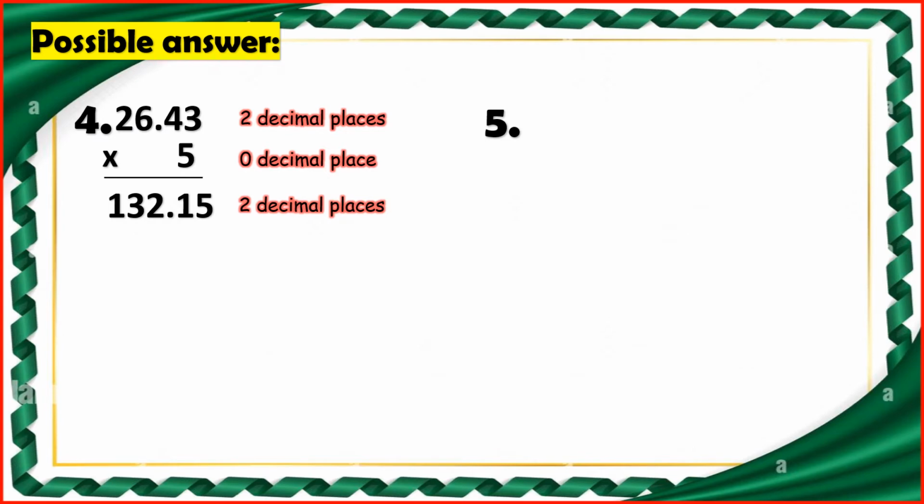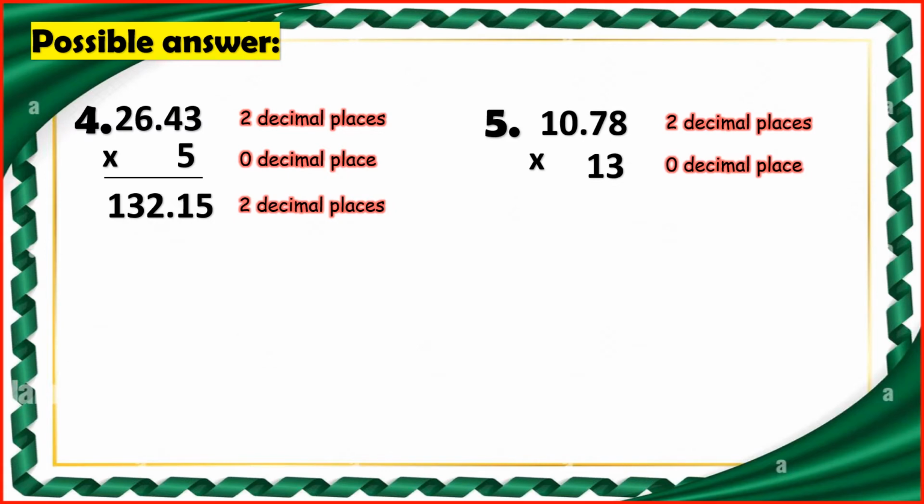Okay, and then for number 5, the given is 10.78, so that is 2 decimal places, multiplied by 13. It has 0 decimal places. And then let us multiply first 1078 by 3. So the answer now is 3,234. And let's move on to the 1 in the multiplier. So 1078 times 1. The answer is 1078. And then let us add.